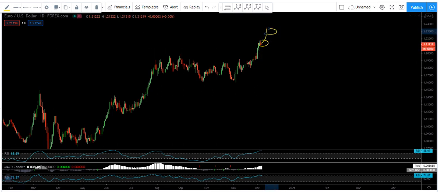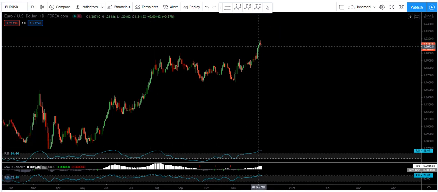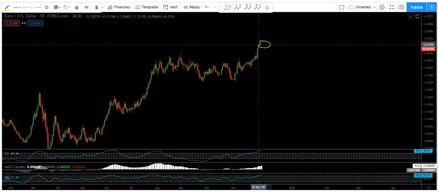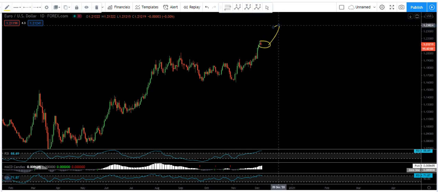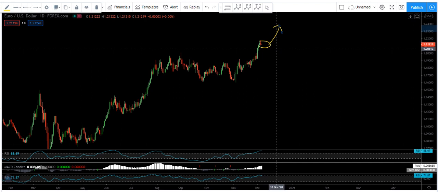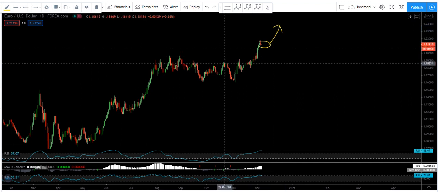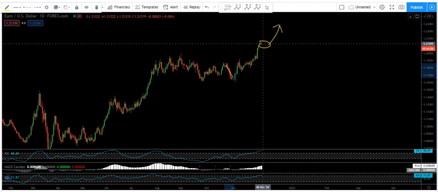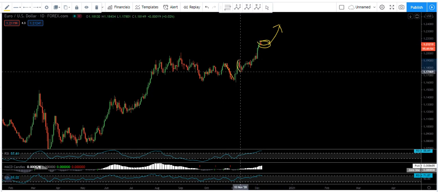Right now we talk about this. I mean, whether we can expect the next week to get the correction here before the continuation. And if yes, how deep this correction can be? Can we expect the similar to what we have here, or a small correction maybe similar to this?